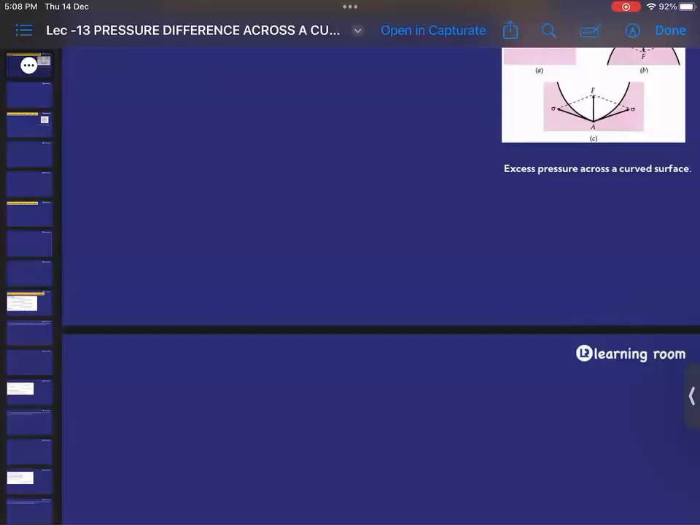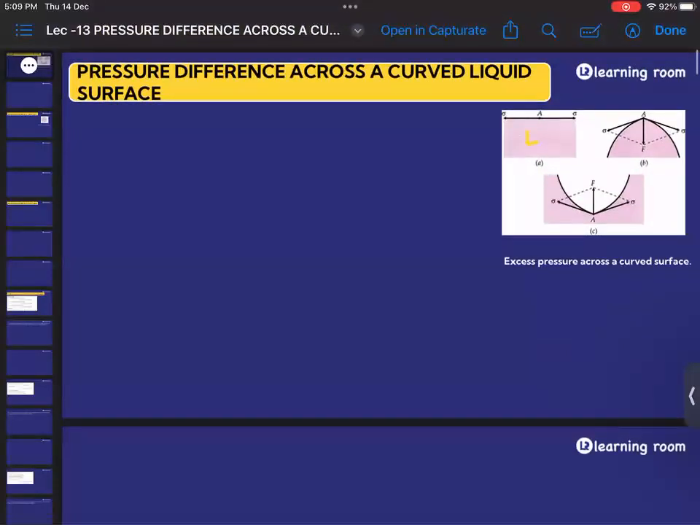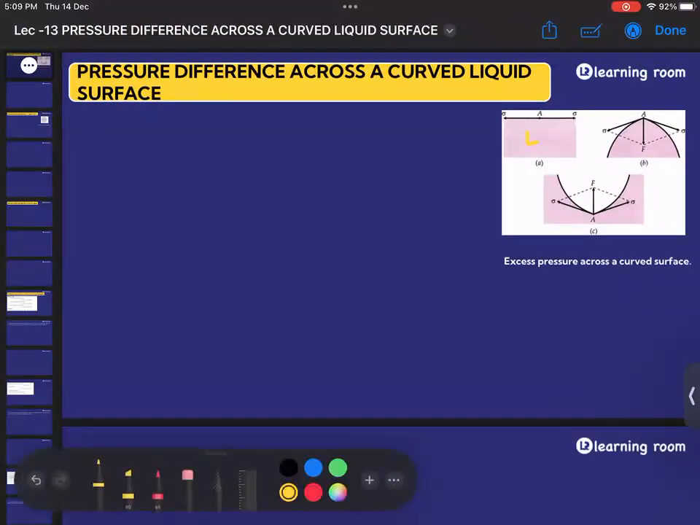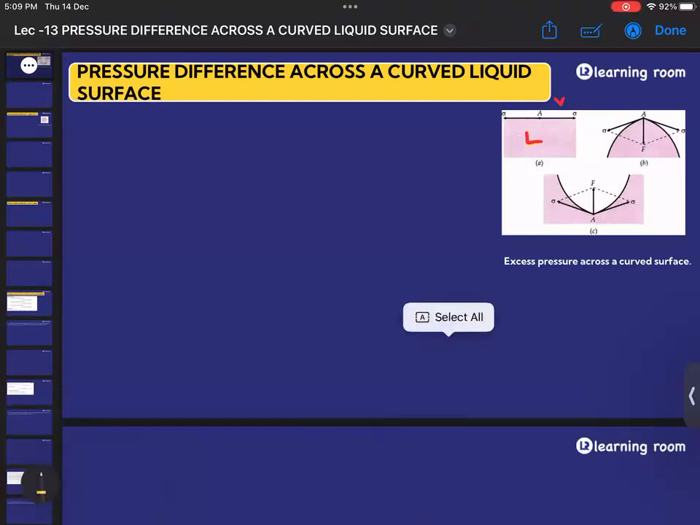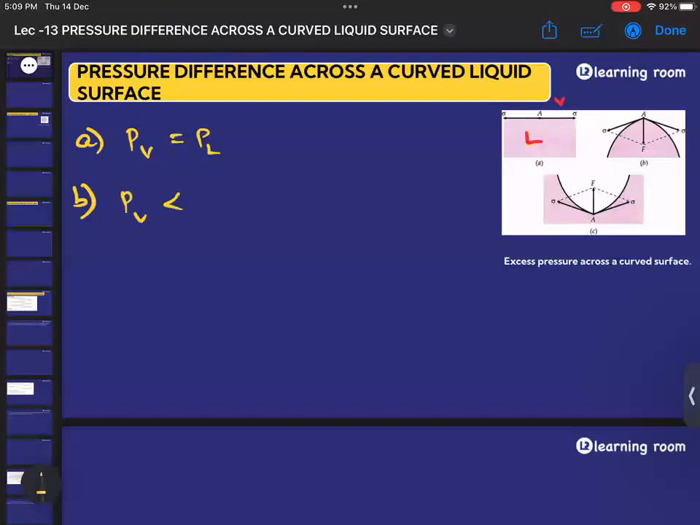So before that, let me write down this point. This is liquid. This is the vapor side. The exposed side is air or some other vapor. I'll call it as vapor. So can I say in case A, pressure of vapor is equal to the pressure of liquid? Now for case B, pressure of vapor is lesser than pressure of liquid. Correct.